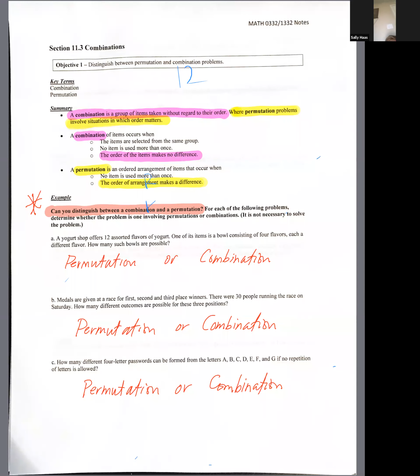Now, let's look at problem B here, okay? And here it says that medals are given at a race for first, second, and third place. There are 30 people running the race on Saturday. How many different outcomes are possible for these 3 positions? So the wording in this one gives me a little bit of a clue about what's going to happen here.